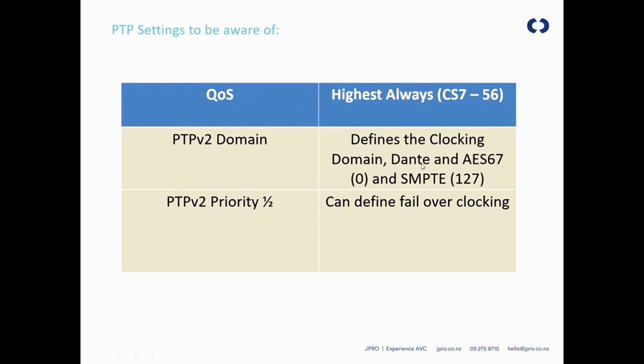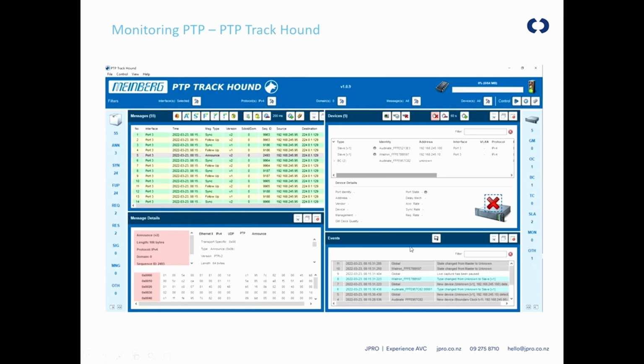What I wanted to highlight is that Dante and AES67 use D0 as the default, and SMPTE, which is a more advanced version of AES67, uses 127 and can change. And in other PTP v2, specifically with SMPTE deployment, you can define a second clocking system as a failover. Again, this is very broadcast level stuff. You will not necessarily play with this, but be aware because in the future these things will come into play. The more we become AV over IP focused, the higher these sort of things are going to start playing.